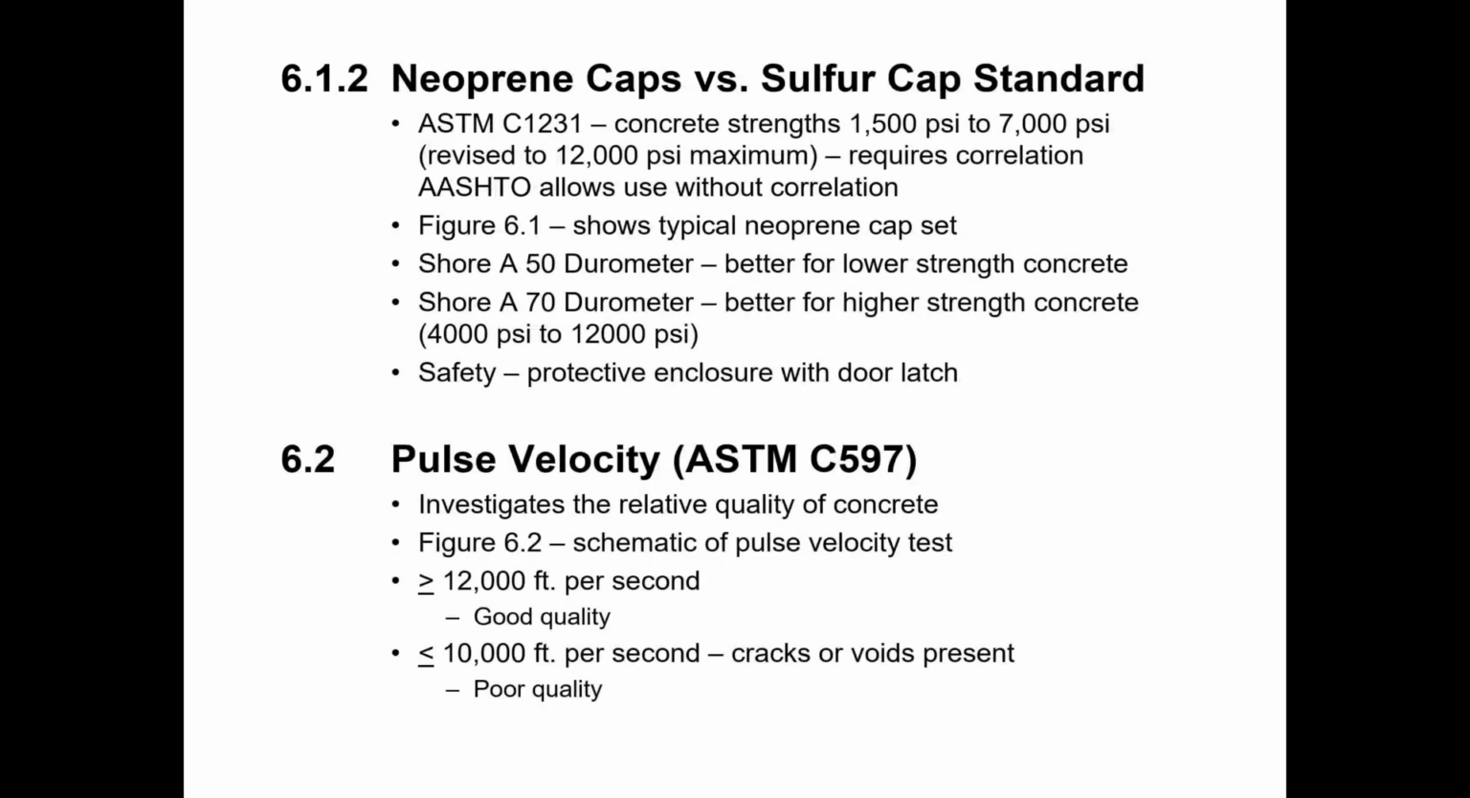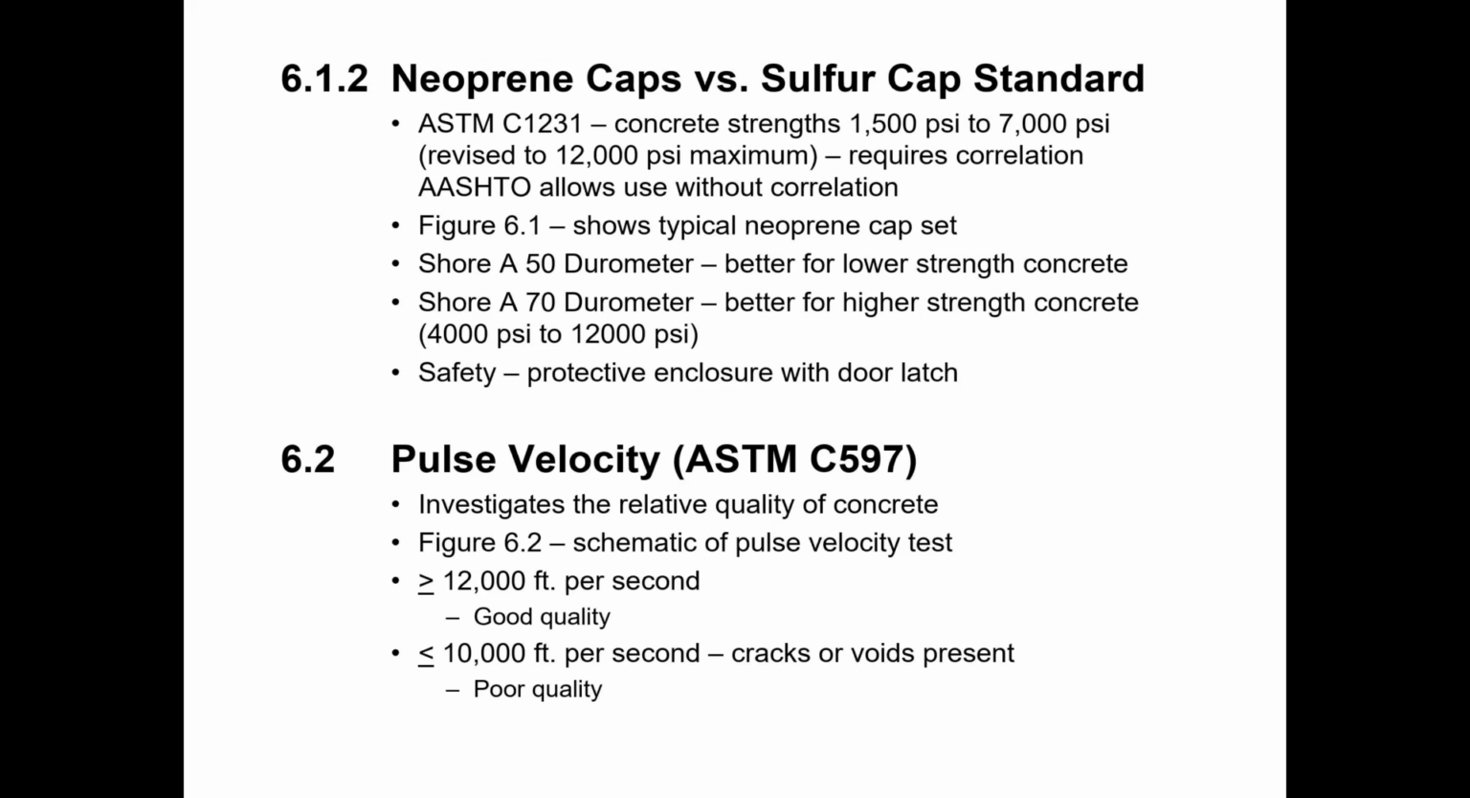All right, so just like the 6x12 cylinder is our standard cylinder size, cast end caps or sulfur end caps are the standard capping method. Again, that doesn't mean that everybody uses sulfur end caps. It just means that that is what all other methods have to get compared to. So what most plants use today is unbonded caps, neoprene caps. That's covered by ASTM C1231.